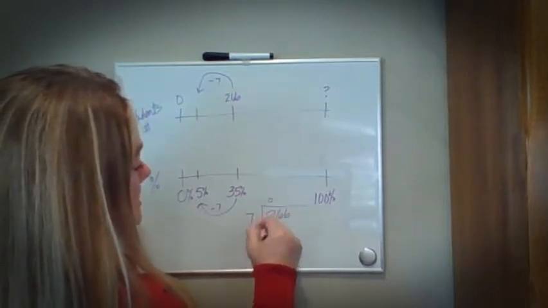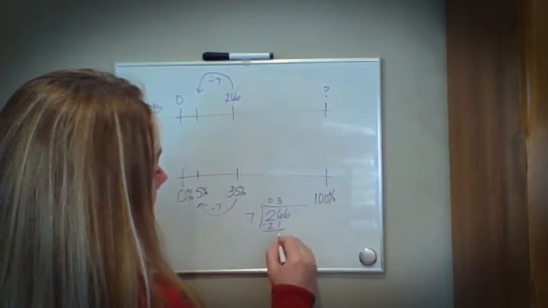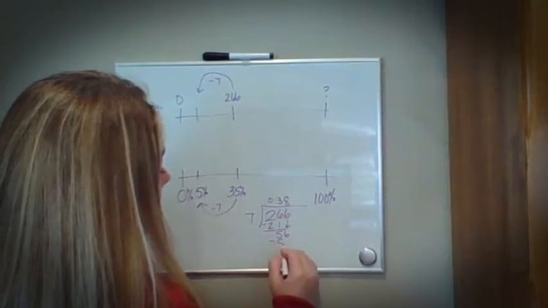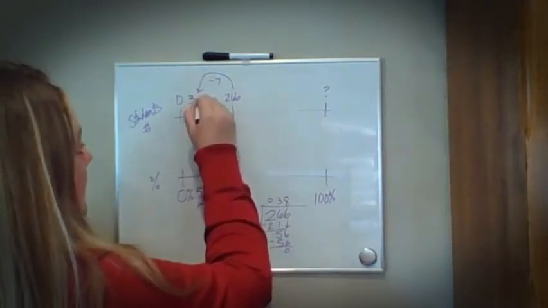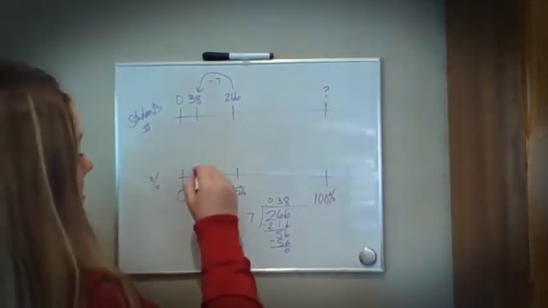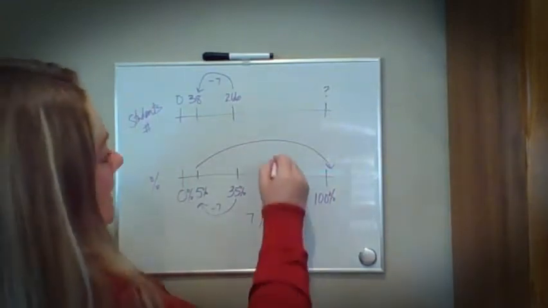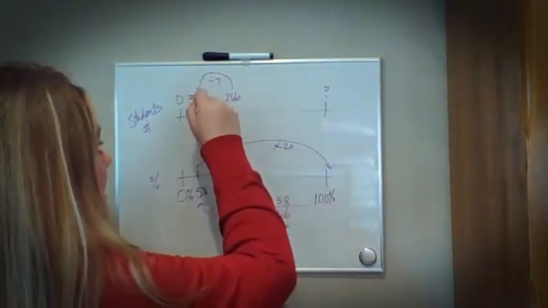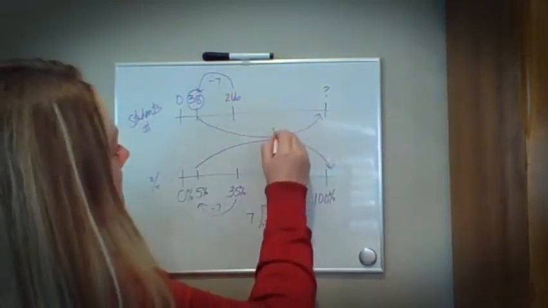7 goes into 2 0 times, then into 26 3 times. 7 goes into 56 8 times. That means 5% of the students is 38 students. So now that I know that I have 5%, I can easily get from 5% back to 100% through a multiplication of 20. So 5 times 20 is 100. Now I'm going to take my number of students, 38, and I'm going to multiply that by 20 as well.